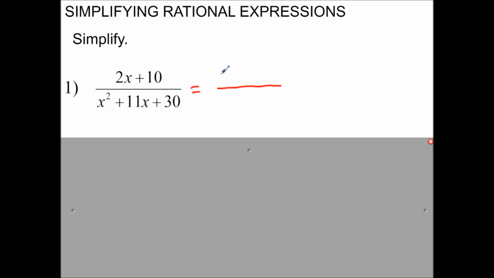Okay, so hopefully in the numerator you took out a greatest common factor of 2. So you have a 2 times x plus 5 in our numerator. In the denominator, we don't have any greatest common factor, so I'm going to look for numbers that multiply to be 30 and add up to 11. And hopefully you came up with x plus 5 and x plus 6. Because we have this common factor of x plus 5, we can divide it out, because x plus 5 over x plus 5 makes a 1. So what's left is 2 over x plus 6.